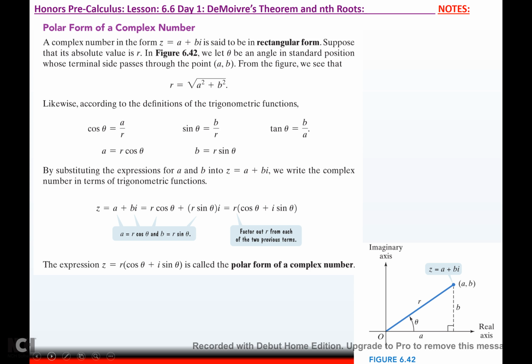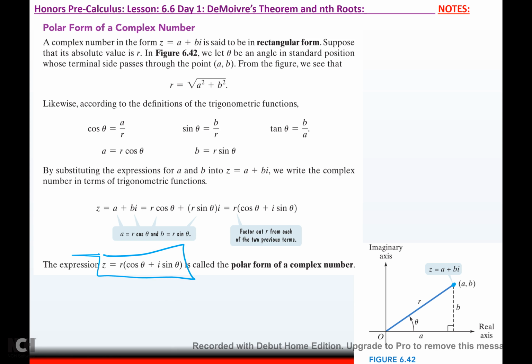Okay? Alright, so now how are we going to go to a polar form of a complex number? Well, they're going to go through the proof of it for you. Okay? It says a complex number in the form z equals a plus bi is said to be in rectangular form. Suppose that its absolute value is r. We let theta be an angle in standard position whose terminal side passes through the point (a, b).